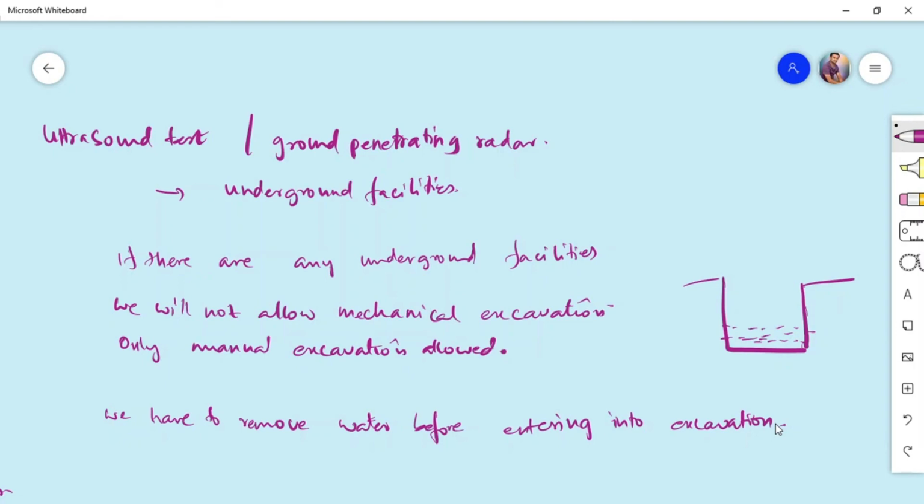Another point I have mentioned is that excavation more than 1.2 meters is considered a confined space. Regarding confined space, we will discuss it at that time. I will clarify what is to be done in the case of excavation as well. Okay, apart from that, anything else? Clear? Okay, fine.